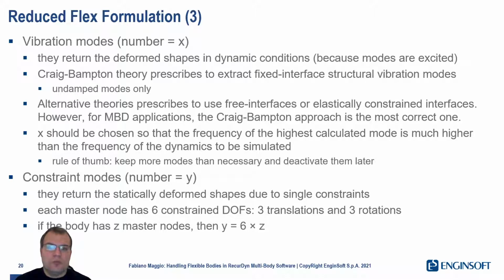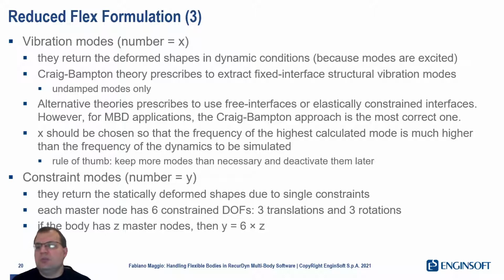1000 hertz or more. In my personal experience, I normally keep double or 3 times the number of modes that is suggested by this rule. So if the rotor is running at 1000 Hz, I keep modes up to 3000 Hz. Because in this calculation, it's better to keep more modes. You can deactivate the modes that are not necessary later.